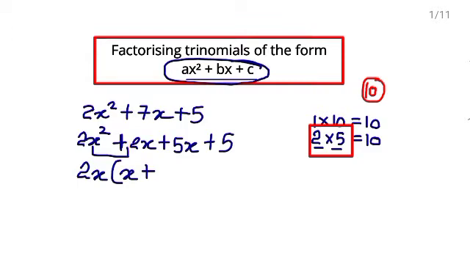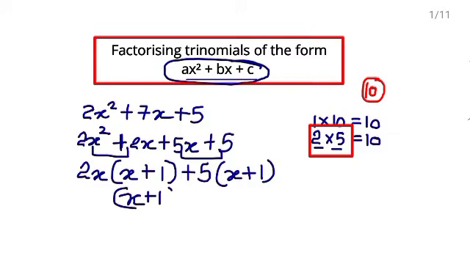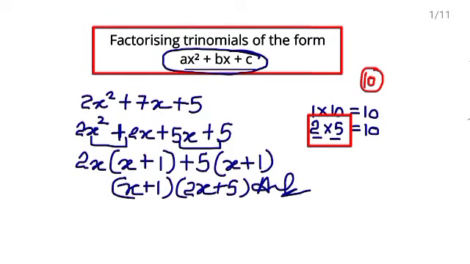So what do you have now? 1, 2x 1s are 2x, plus take 5 common from these two terms. You have x plus 5 1s are 5. Now these are common binomial factors. So take it common. x plus 1 I am taking common. Now in the bracket you have 2x plus 5, right? This is your answer. Now for better understanding, let's practice with some more questions.